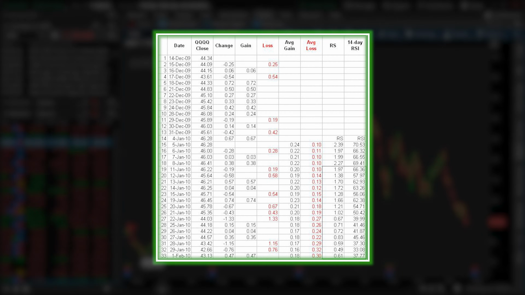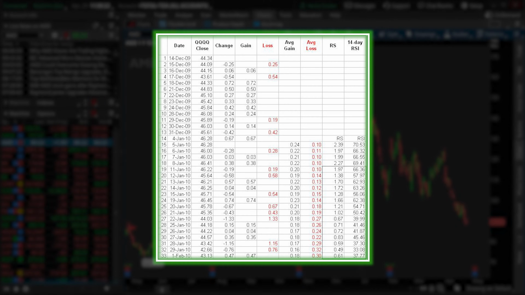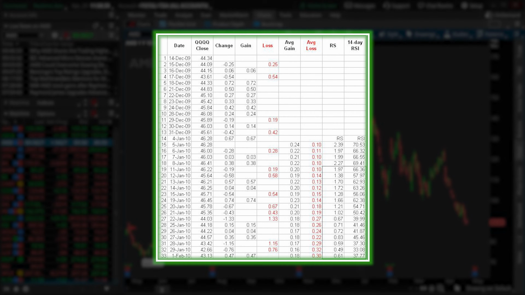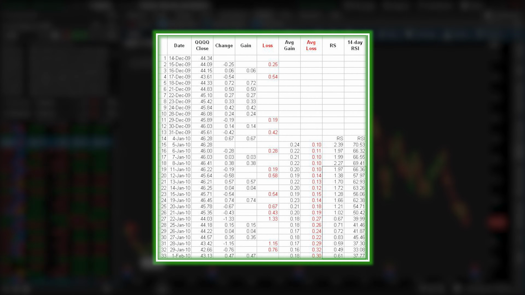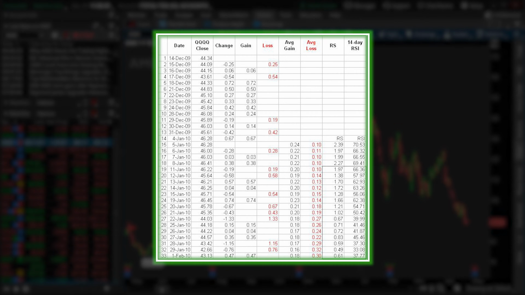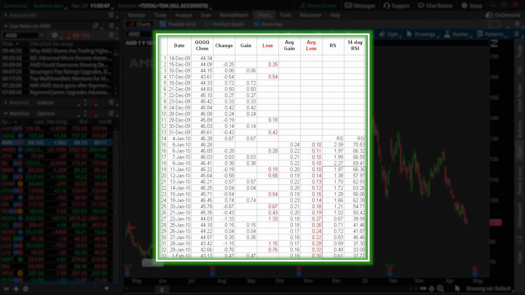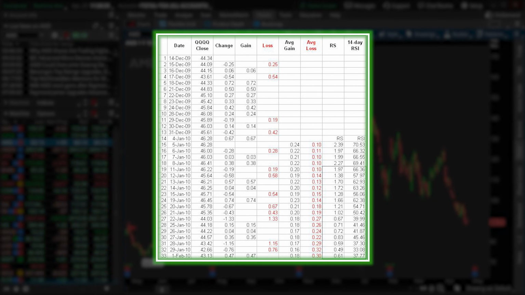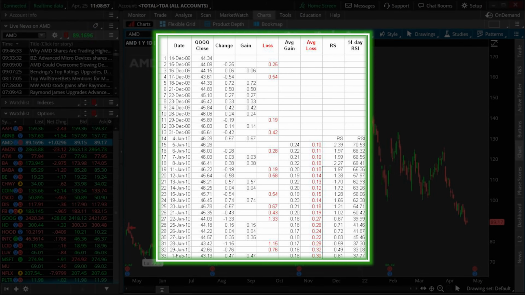Next up, in order to calculate the average loss, we'll then do the exact opposite. We'll look at how many days the stock was down in the past 14 days, add up the total points lost during those down days, and then divide by 14. Once we have both the average gain and the average loss calculated, we'll then take the average gain, divide it by the average loss to come to our RS figure. Once we actually plug RS into our calculation, RSI will then spit out a number somewhere between 0 and 100.